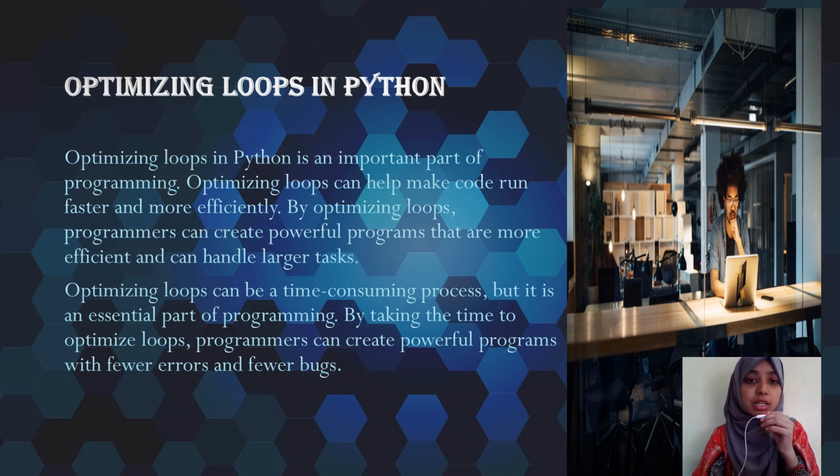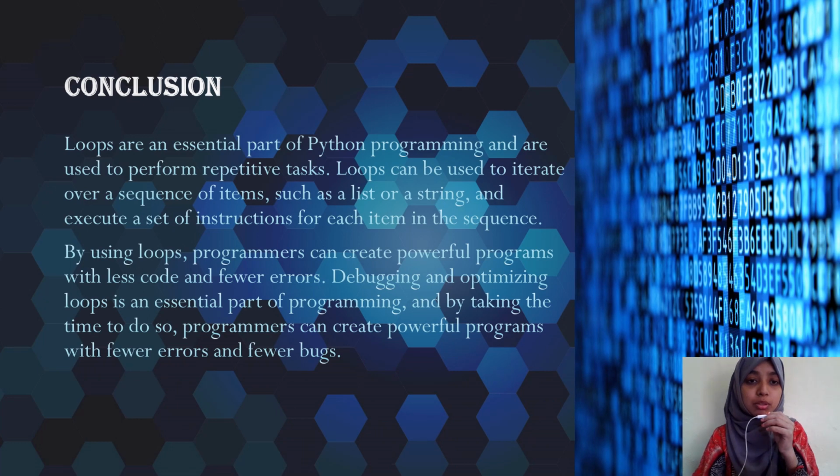And next will be the conclusion to the topic Python loops. Let's get the summary of this. Loops are an essential part of Python programming and are used to perform repetitive tasks. Loops can be used to iterate over a sequence of items such as a list or a string and execute a set of instructions for each item in the sequence. By using loops, programmers can create powerful programs with less code and fewer errors. Debugging and optimizing loops is an essential part of programming, and by taking the time to do so, programmers can create powerful programs with fewer errors and fewer bugs.